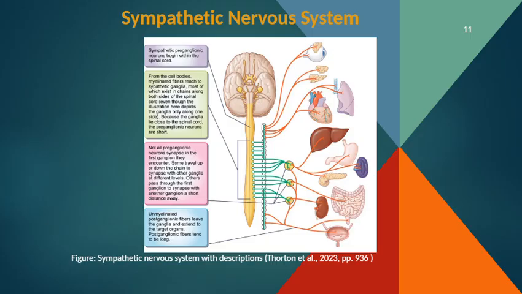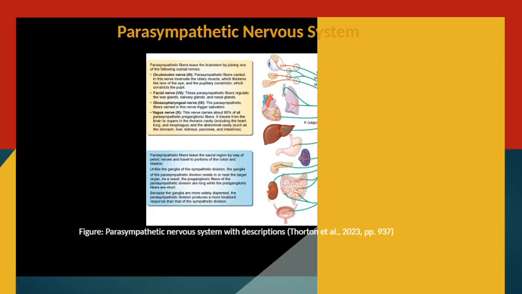For LPNs, it is important to recognize when the sympathetic system is activated, such as during pain, anxiety, shock, or severe respiratory distress. Many medications also work by stimulating or blocking sympathetic pathways. For example, beta blockers reduce heart rate by inhibiting sympathetic activity, while epinephrine enhances it during emergencies. Understanding these pathways helps you anticipate patient responses and monitor for therapeutic or harmful effects.